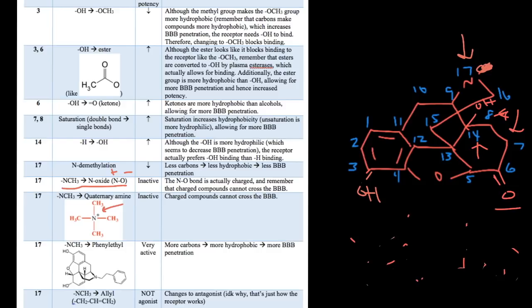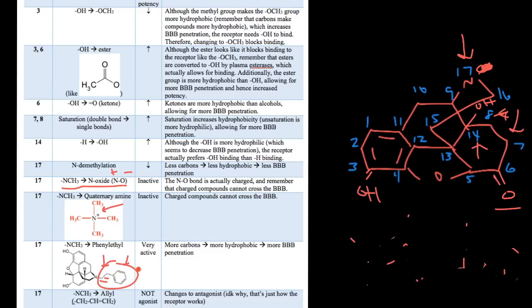17th position, if you have a phenylethyl group, so here's your phenylethyl group. You have 1 carbon, 2 carbons. I actually copied and pasted this from Google. Here is your morphine structure, and here's your phenylethylamine. So here's your phenylethyl group.